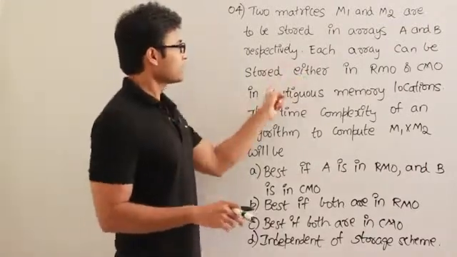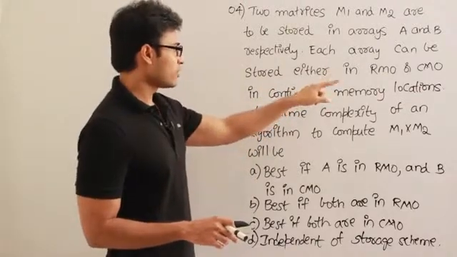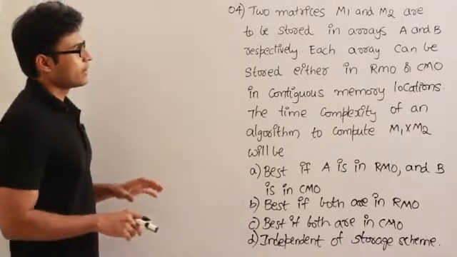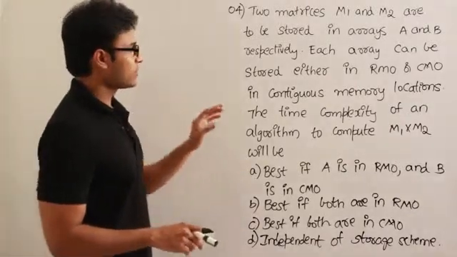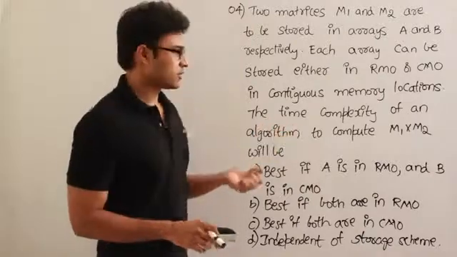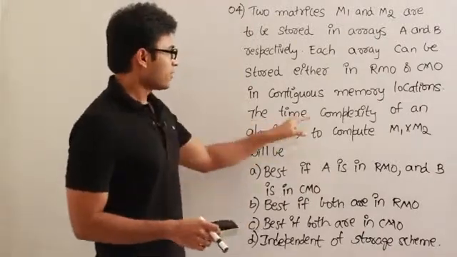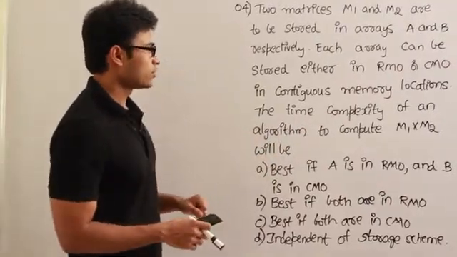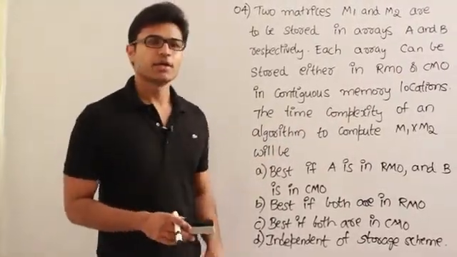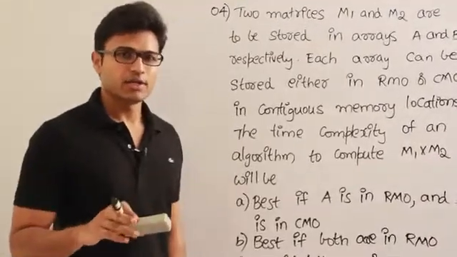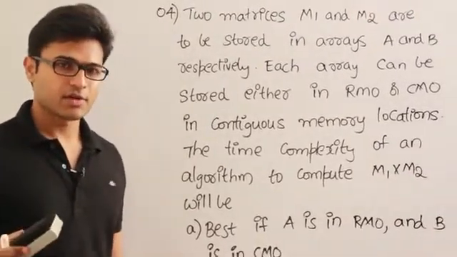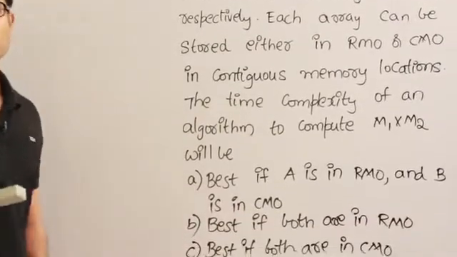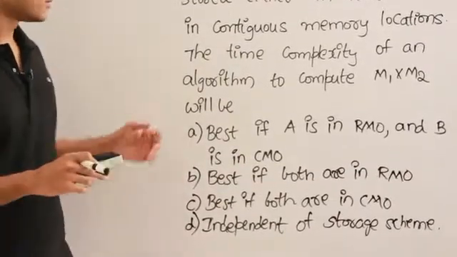And each array can be stored in either row major order or column major order in contiguous memory locations, which means they are saying either A and B can use row major order or column major order representation. The time complexity of an algorithm to compute M1 into M2 will be, so they are now talking about the time complexity. Now how can you find out the storage scheme that you use, which is going to give you a better time complexity of the algorithm, right?